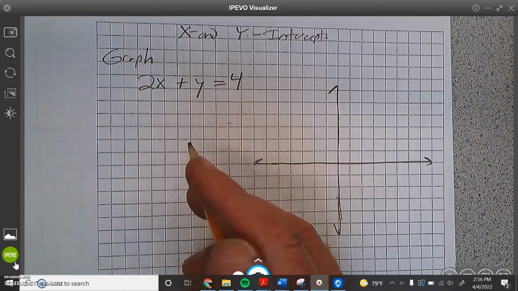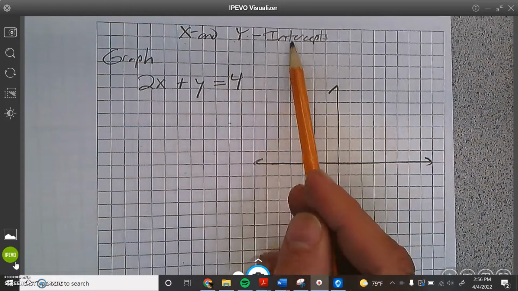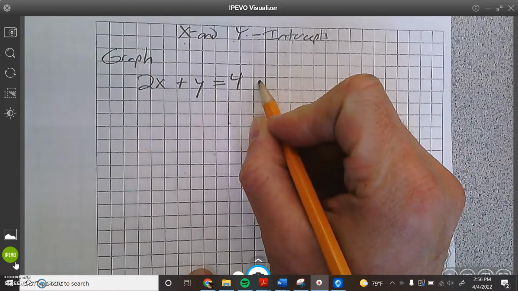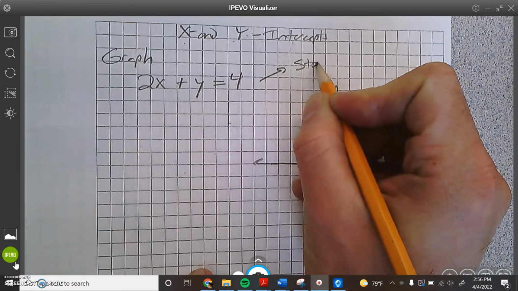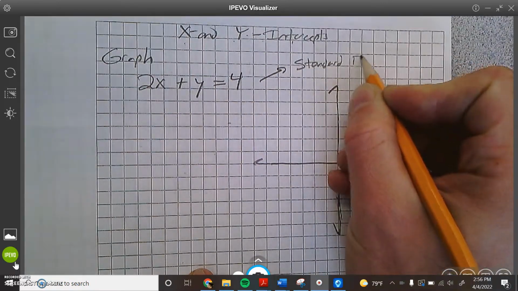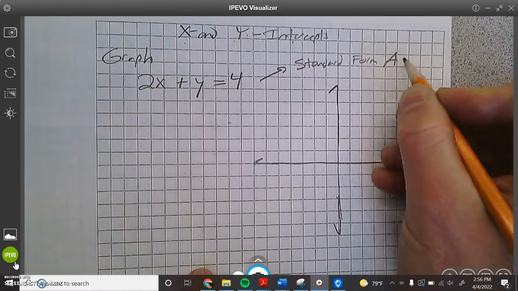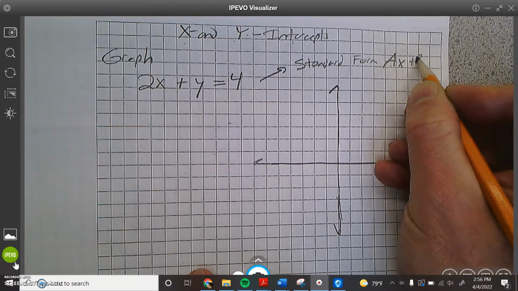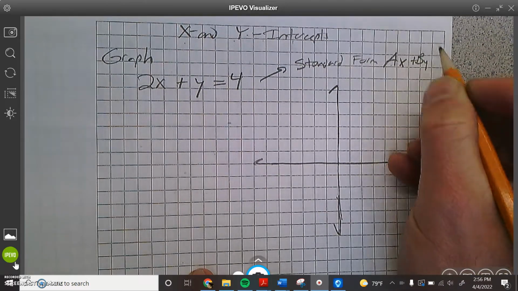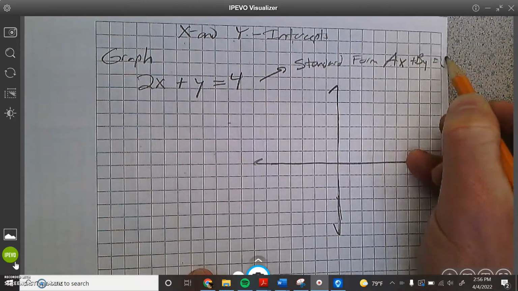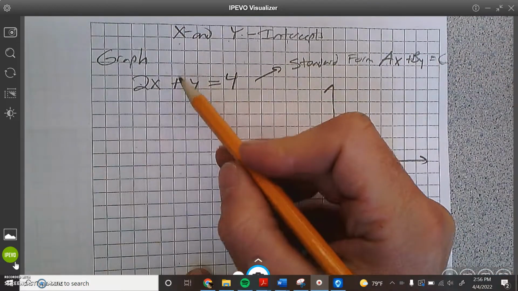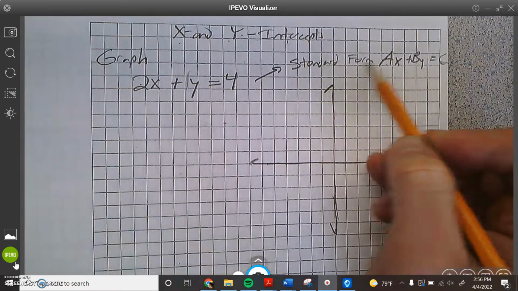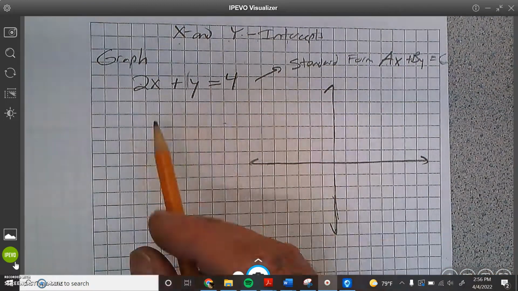All right, so we are graphing using x and y intercepts. First thing, this is called standard form, which is in the form A times X plus B times Y equals C, where A is any number and B is another number. In this case, A would be 2, B would be 1, and C would be 3. Sometimes we get standard form, and we have to be able to graph it.